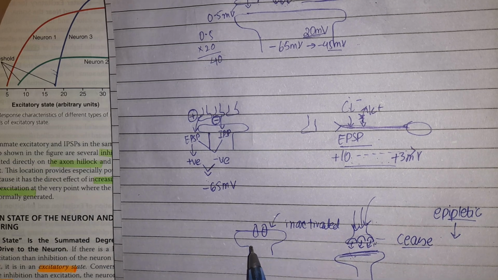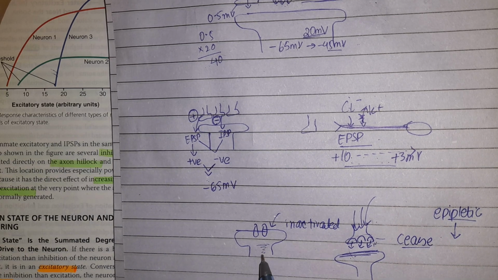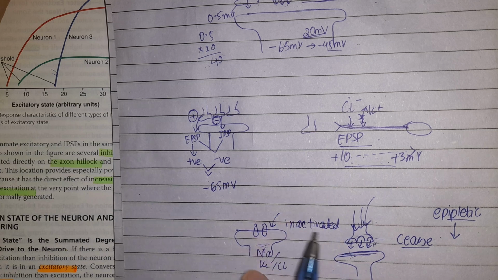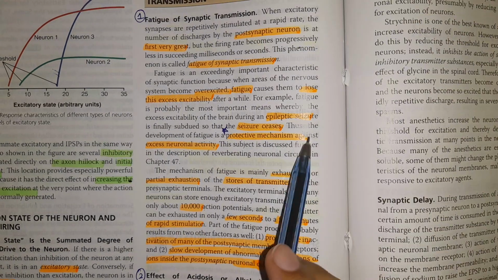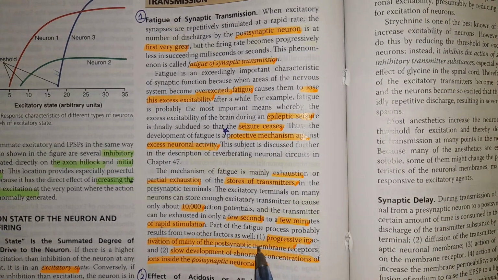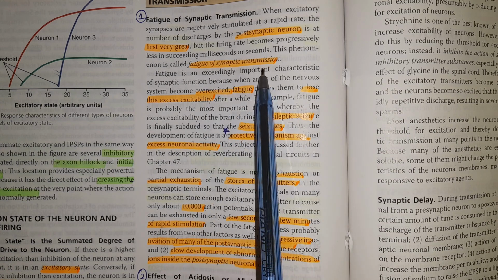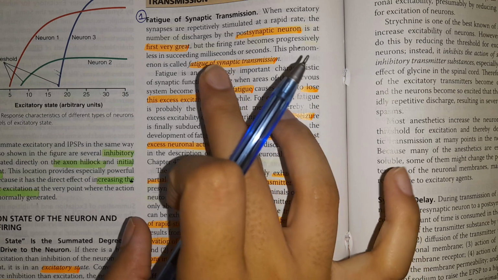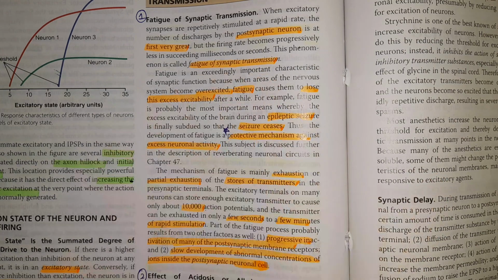Third thing is that in the postsynaptic membrane, the balance of the sodium, potassium, calcium ions, and chloride ions will all be changed. So: inactivation of receptors and abnormal concentration of ions. And another point that I added was the using up of all the neurotransmitter vesicles. These 3 points actually cause the fatigue of the synaptic transmission.